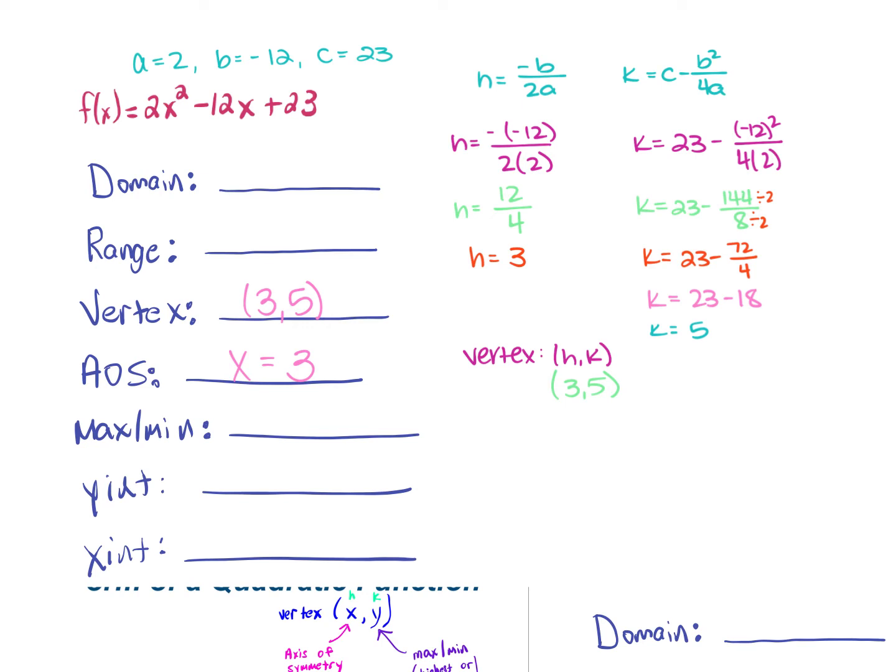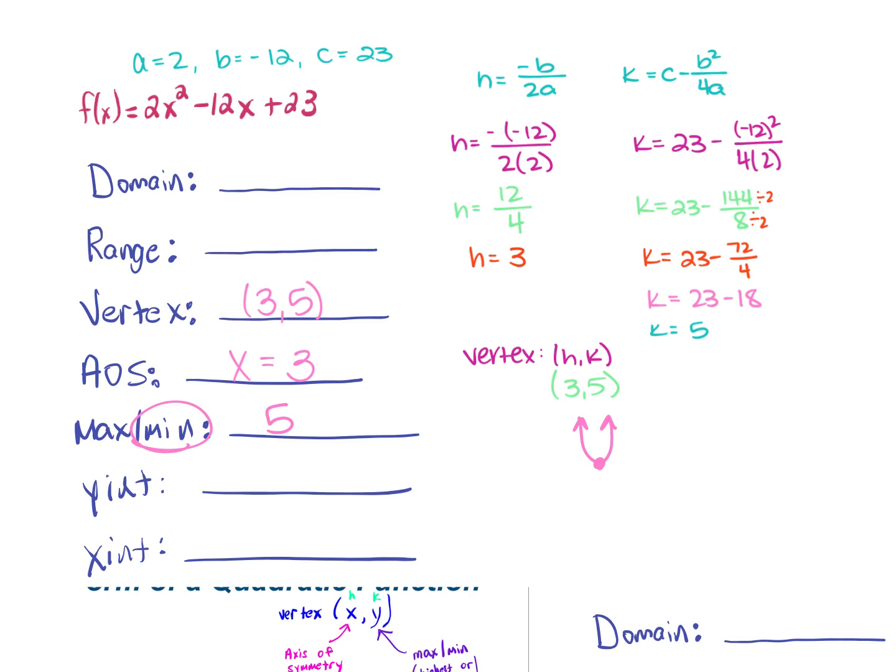Next, find your maximum or minimum value. What is your A? 2. Is 2 positive or negative? Positive. So this parabola is going to open up. If this parabola opens up, do you have a maximum or a minimum point? A minimum point. That lowest point is going to be a minimum point. If you have a minimum point, what is the y value from your vertex? So your minimum is 5.